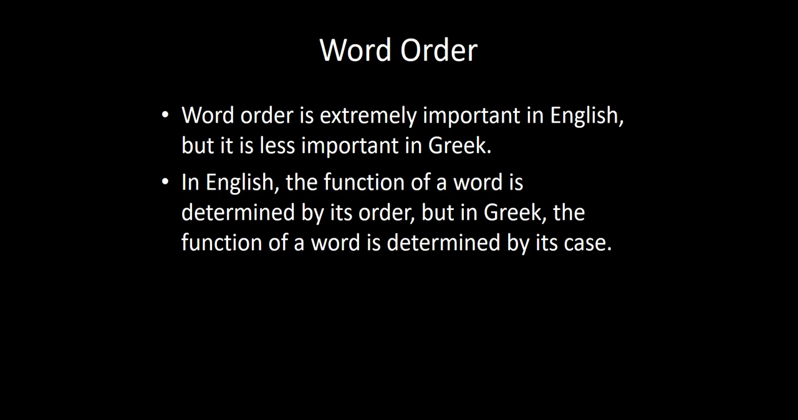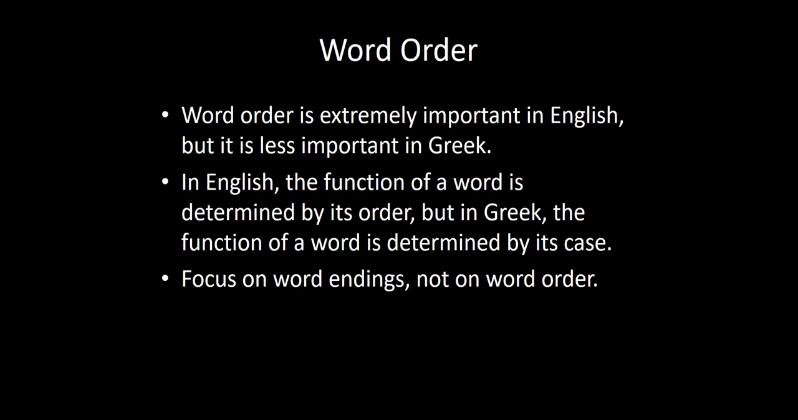Basically, you can think of English as a left-to-right, subject-verb-object type of language, except when you're doing poetry or when you're listening to Star Wars. So word order, very important in English. Word order, not so important in Greek. What is so important in Greek is case. So the function of a word is determined by its case. Well, how do I know what the case is? Look at the endings. Look at those noun endings, and you can figure out what the case is. So focus on word endings, not on word order.